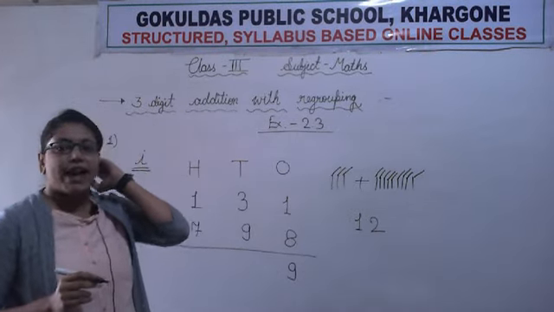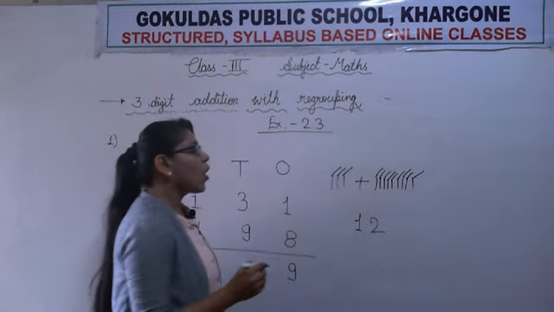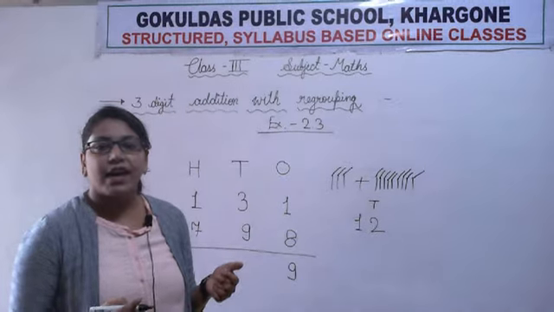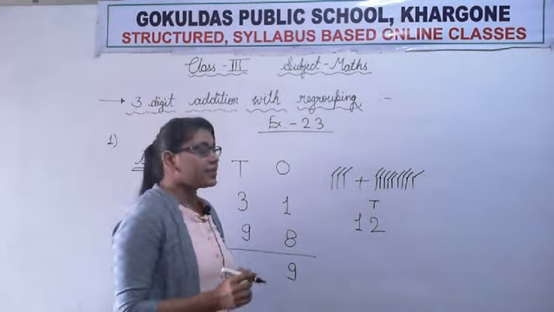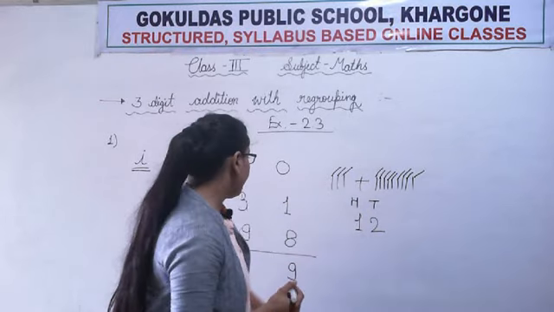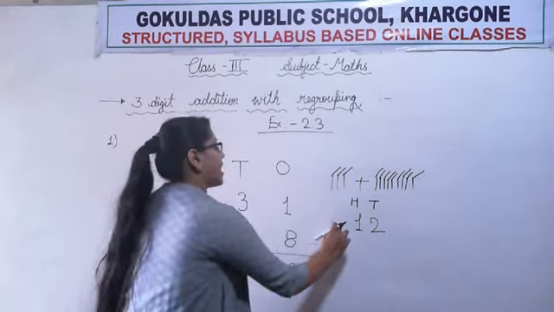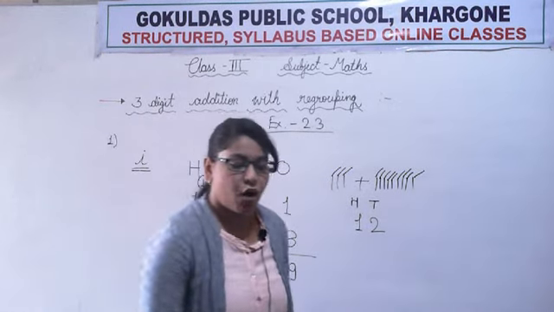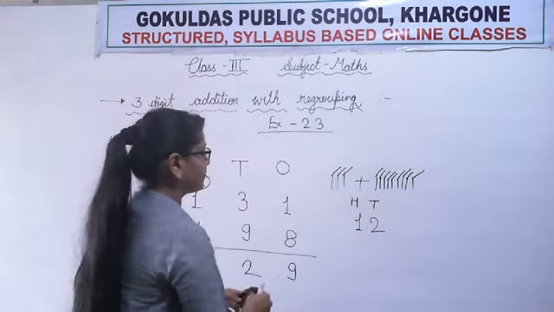Which place were we adding? We were adding tens. So, we will write tens here. Now, what place comes after tens? Very good. Hundreds comes after tens. So, we will write hundreds here. So, we will write 2 below tens and we will write 1 in the column of hundreds in the form of carry.